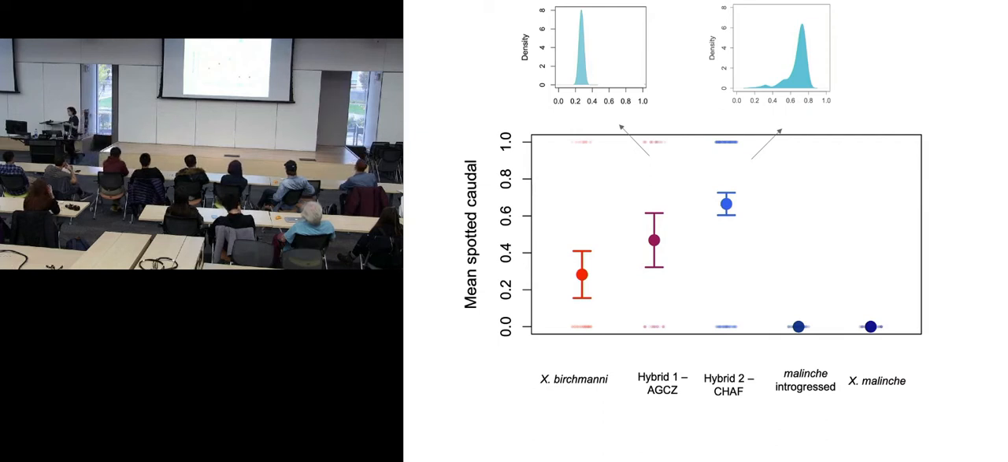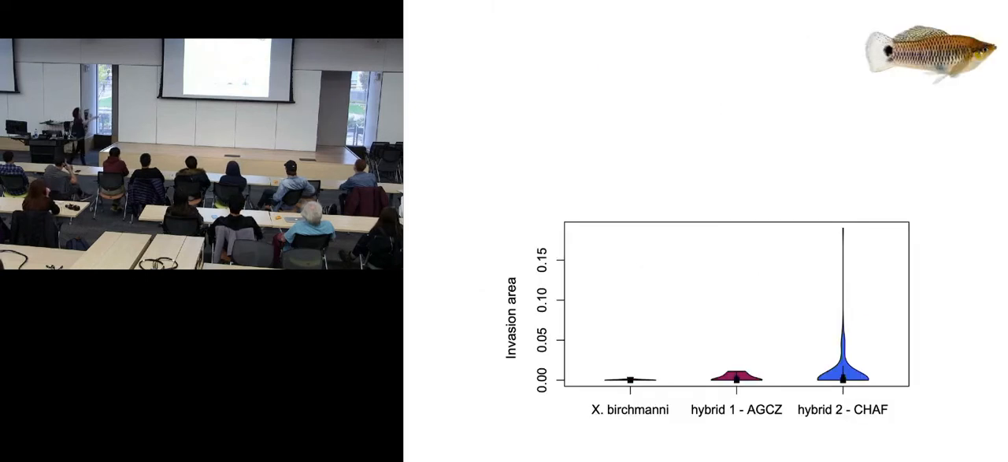But if we look in more detail at characteristics of the trait, that becomes clearer. If we ask about the area, normalized for body size, that's melanized outside of the fin, we see a very striking difference between birchmanni, which basically never has melanization outside of the fin, and hybrids that have varying degrees of melanization spreading out of the fin. And to give you a sense of what that looks like in some hybrid populations, I'm going to show you an individual from this part of the distribution in our Chihuahua Falls hybrid population.